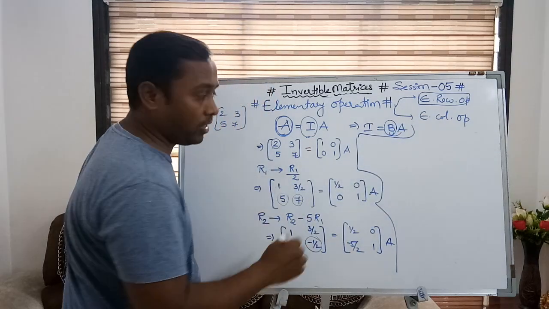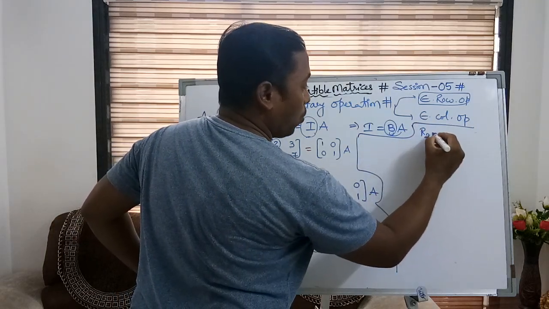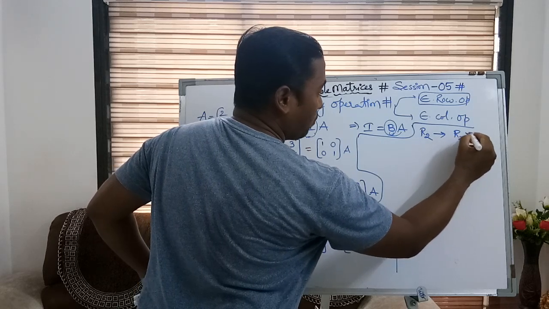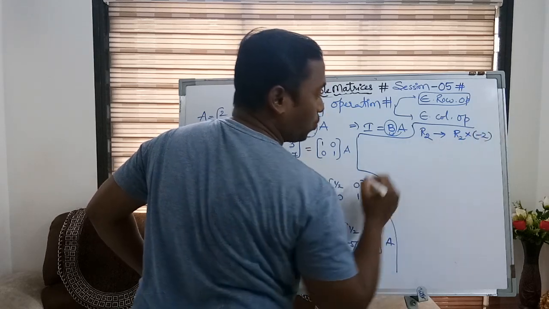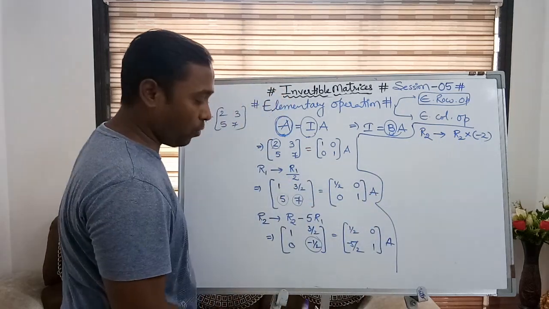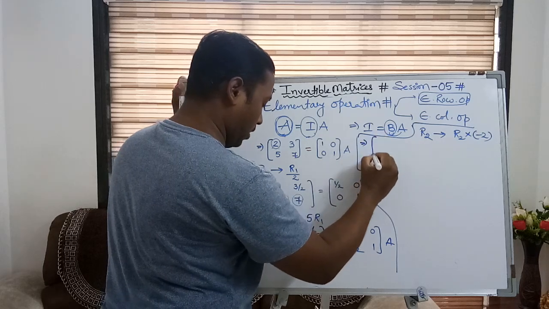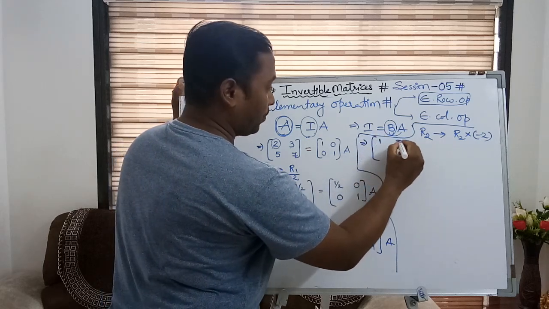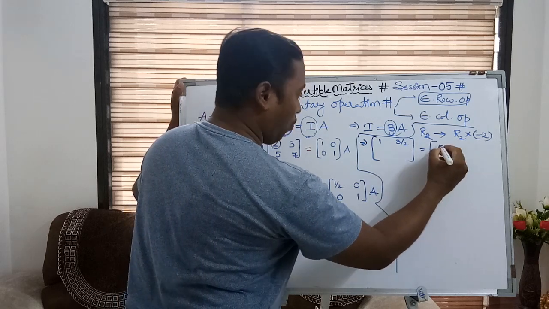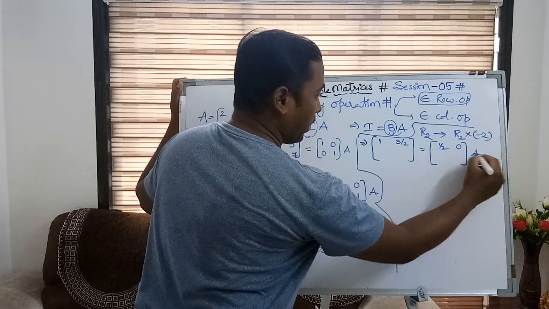So R1 will remain the same. What I am doing here, R2 row is going to change, like R2 is multiplied by minus 2. So hence R2 के सारे elements minus 2 से multiply होंगे, R1 remains same होगा. So I am writing that step here. 1 3 by 2. I am not disturbing R1 in the entire matrix equation. 1 by 2 0 into A.